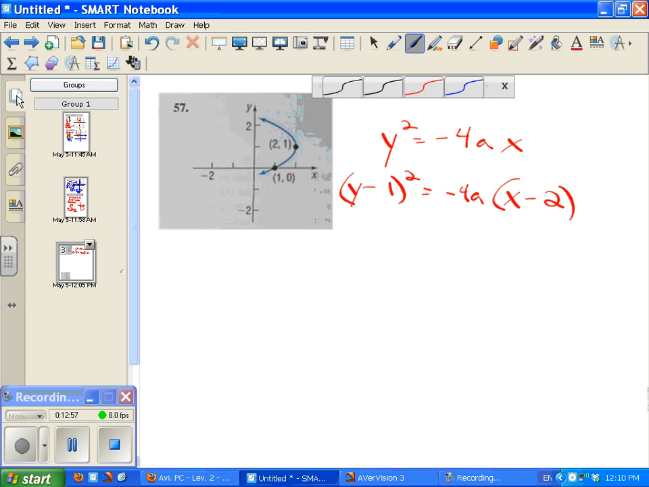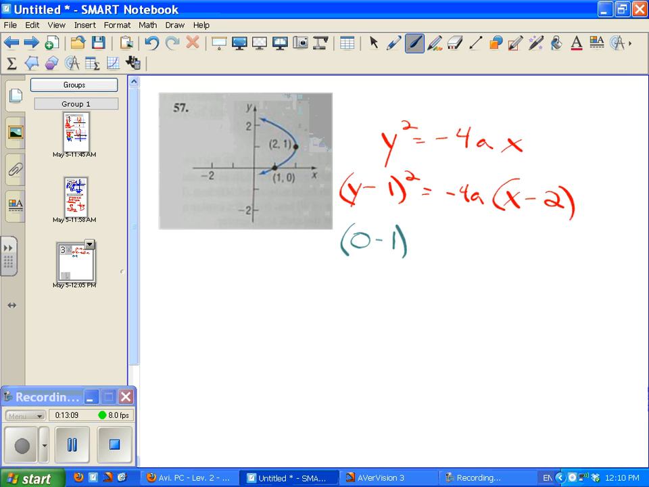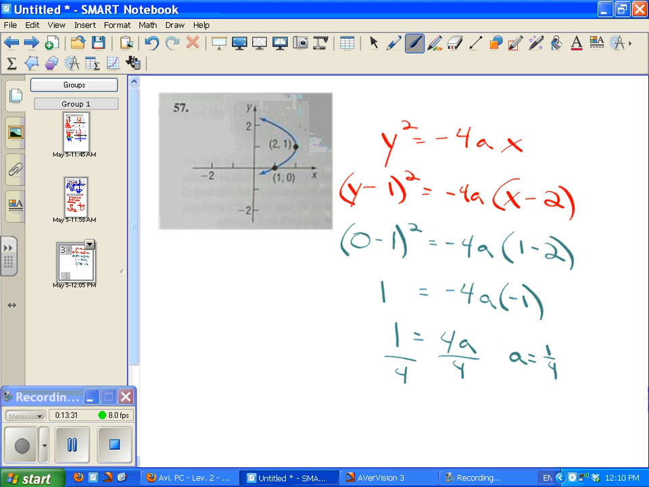So if I have my point here, 0 minus 1 squared equals -4a times my x, which is 1 minus 2. All right, so I'm going to have -4a times -1 equals, -1 squared is still going to be 1. So 4a equals 1. So what's a? Again, it's the same as it was before.